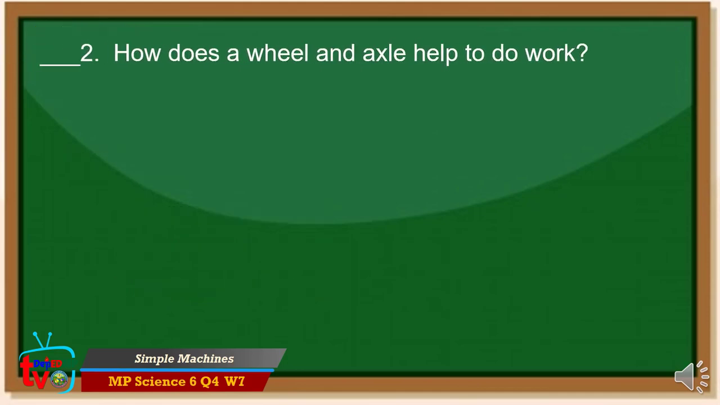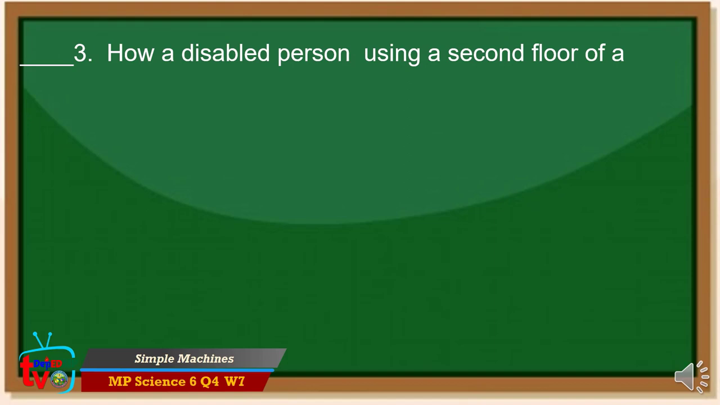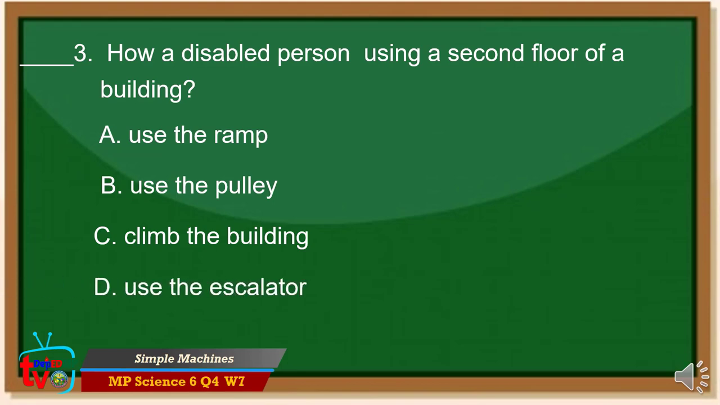Number 2. How does a wheel and axle help to do work? A. Multiplies effort. B. Multiplies speed. C. Changes the object. D. Changes direction. The answer is A. Number 3. How does a disabled person reach the second floor of a building? A. Use the ramp. B. Use the pulley. C. Climb the building. D. Use the escalator. The answer is D.